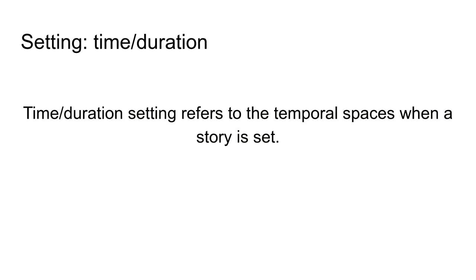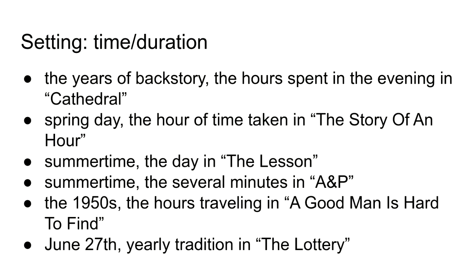The next aspect of setting is time and duration. Time and duration setting refers to the temporal spaces. Temporal refers to time, the temporal spaces, when a story is set. Place and time are the two most dominant and I think easily identifiable aspects of setting. Look at some examples again.